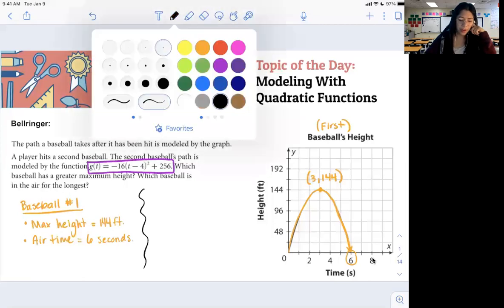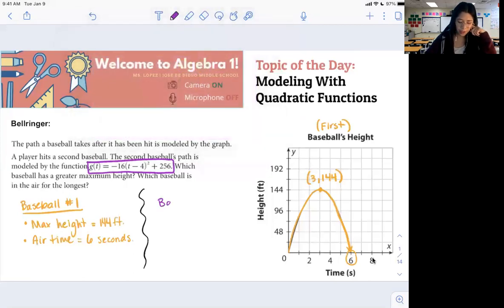How about baseball number 2? I don't have a graph, but I do have an equation. And what form is the equation written in? Standard form, vertex form, factored form, what is it? Vertex form. Since this equation is already in vertex form, what does it tell me about the graph?